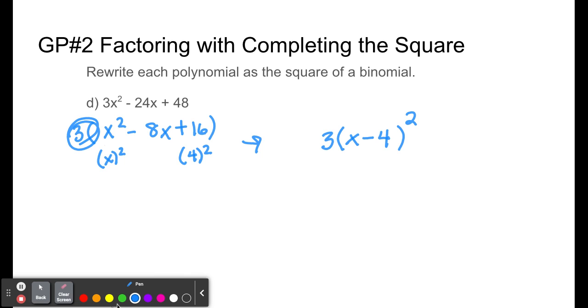Now notice that this is starting to look a whole lot like our test form here. So moving into day 2's lesson, this is what we're going to be using completing the square to do for us.